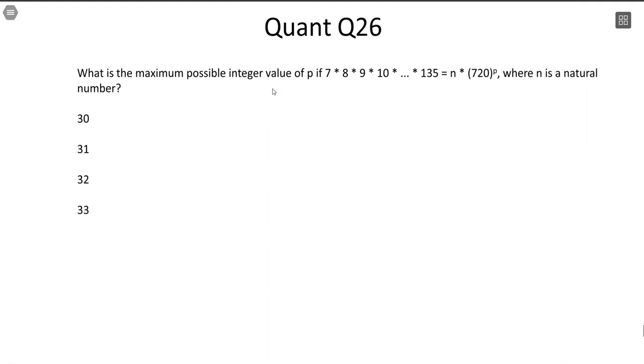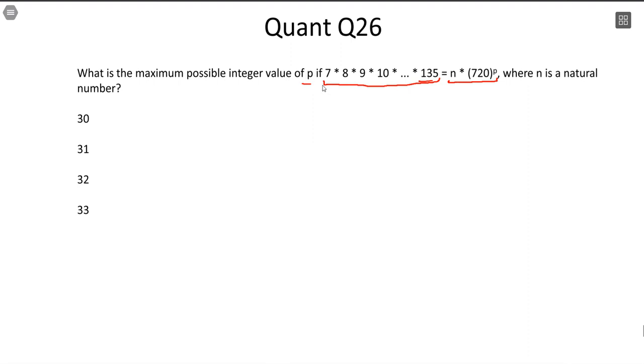What is the maximum possible integer value of p if 7 into 8 into 9 into 10 into so on and so forth up until 135 is equal to n into 720 raised to the power p, where n is a natural number. Okay, let's see. This expression needs some sort of interpretation. If you can see, this is like a factorial, just that it is not. What I mean by that is, had there been 1 into 2 into 3 into 4 into 5 into 6 in the beginning, it would have turned into 135 factorial. Because it is not, it is troubling.